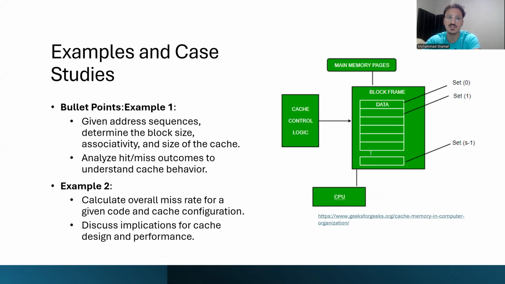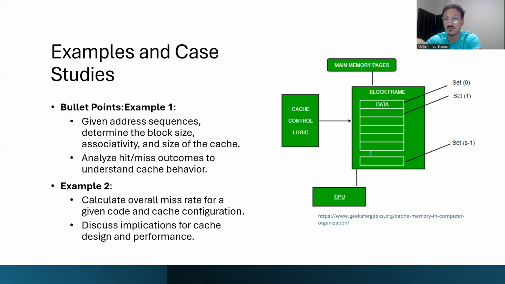Next over here, we have an example and a case study. The example: given address sequences, determine the block size, associativity, and size of the cache. And then once we have that, we can analyze hit or miss outcomes to understand the cache's behavior. Another example would be to calculate the overall miss rate for a given code and cache configuration, and discuss the implications for cache design and performance.